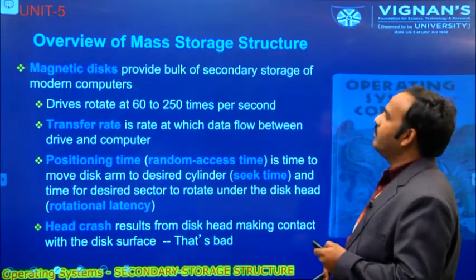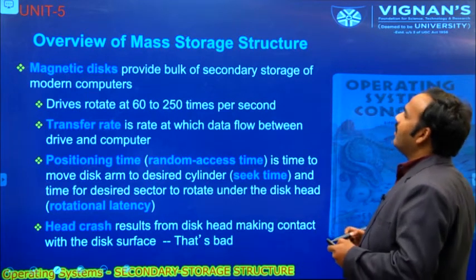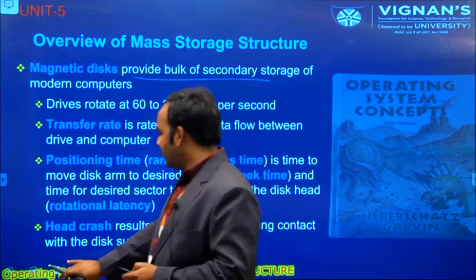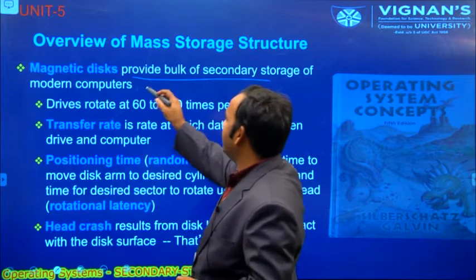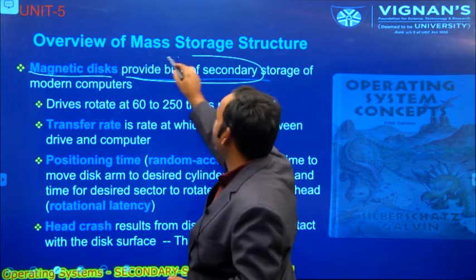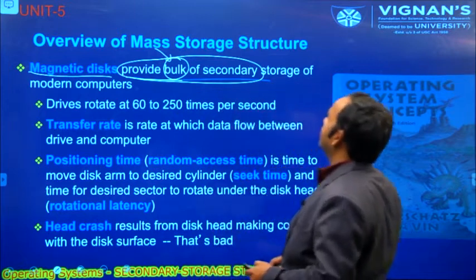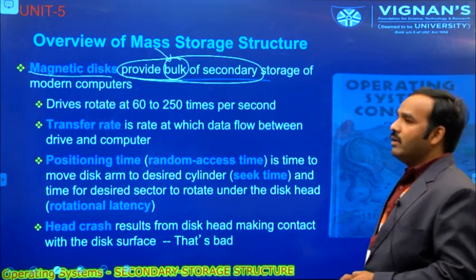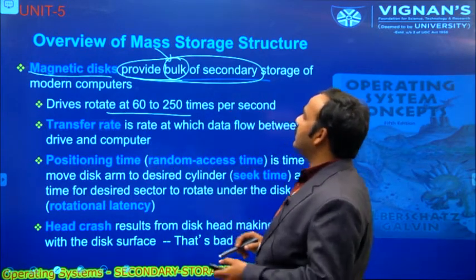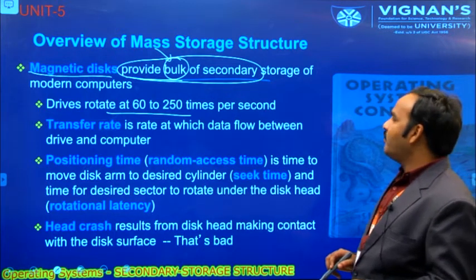And now here, what is a magnetic disk? A magnetic disk provides the bulk of secondary storage of modern computers. What is the purpose of this? The purpose of this magnetic disk is to provide the bulk, meaning the large mass, the large secondary storage of modern computers. These drives rotate 60 to 250 times per second.